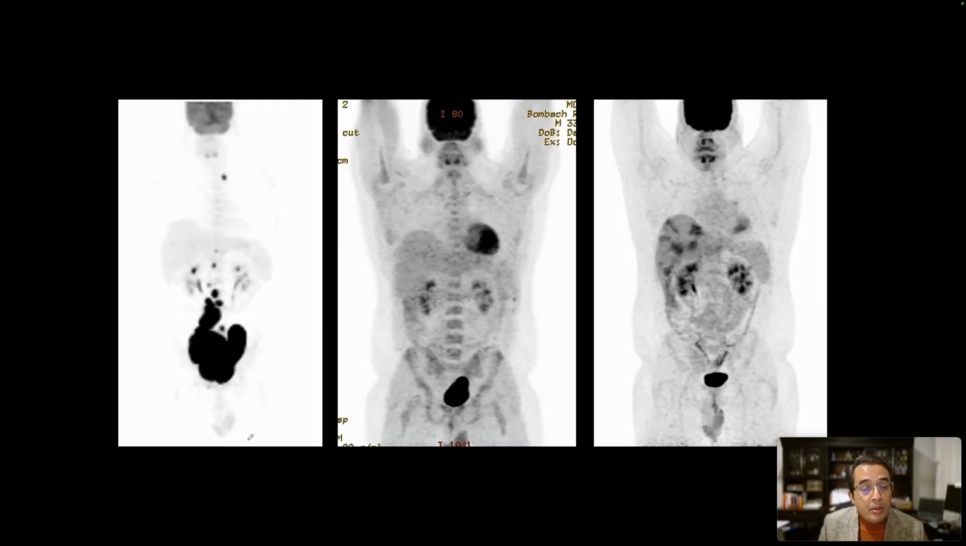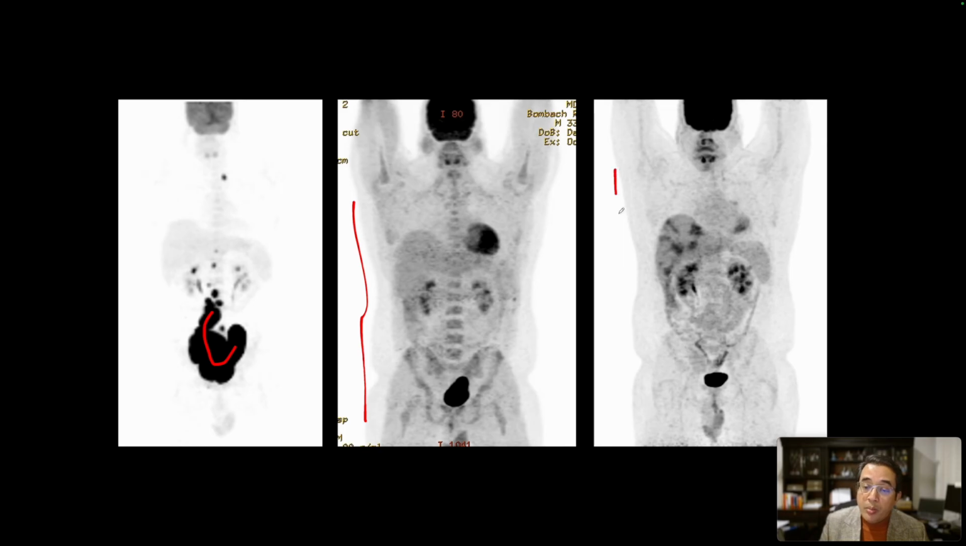These are multiple images from a patient's FDG PET CT study. This patient initially was diagnosed with a lymphoma. We see extensive disease in the abdomen and pelvis. And then post-therapy, they responded well, and there is a complete response. All the hypermetabolic foci have completely resolved.